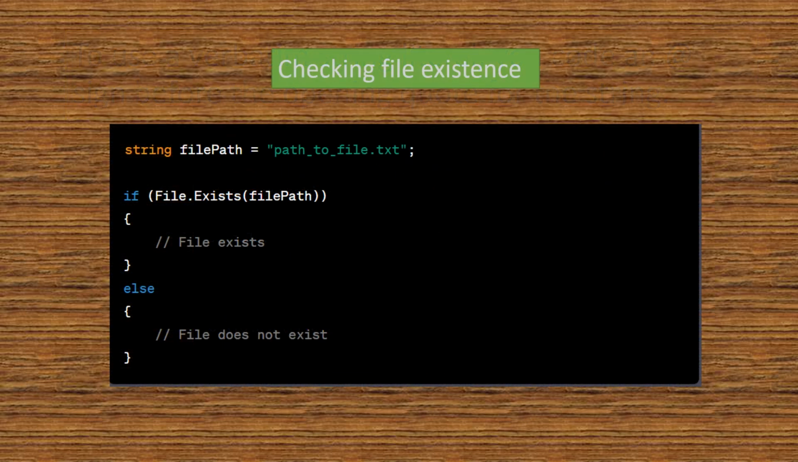Before performing any operations on a file, it's good practice to check if the file exists. You can use the File.Exists method to check if a file exists at a specified path.